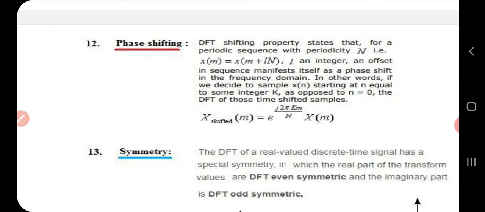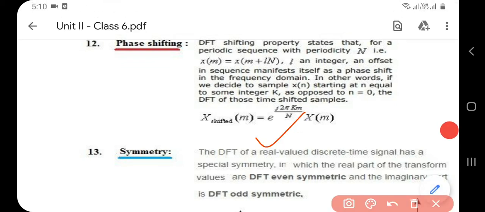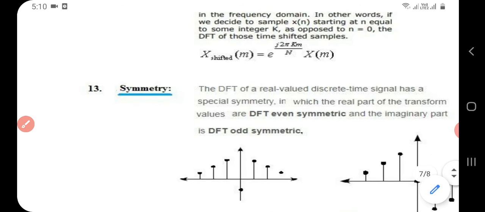Next is phase shifting. That is, if you have a periodic sequence with period n, that is x of m equal to x of m plus ln, where l is an integer, and that l can be considered as a phase shift in the frequency domain. Or in other words, we can say that if we have a sample x of n starting from an integer say n to another integer say k, then the DFT of that time shifted sample is given by this particular form. X shifted by an integer m equals e raised to j2 pi km by n times x of m. Okay.